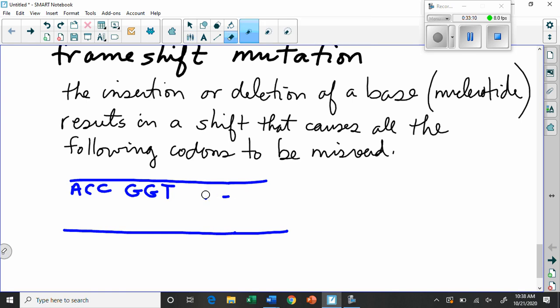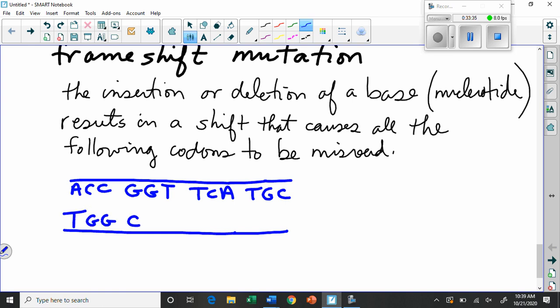Be careful to look at the right one. So G, G, T. Okay, TCA, TGC. Okay, you can see it, I can't. Good. So that was the original piece, right? So then we have the T, G, G, C, C, A, G, T, A, C, G on the bottom.